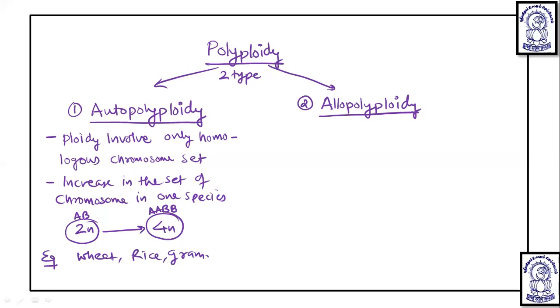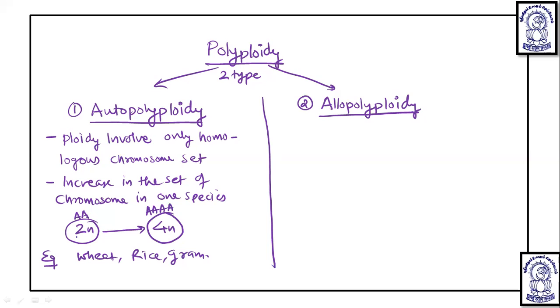Here, if we do not take B, then it will be good to understand. Suppose they have AA, two sets. This A represents one set, this A represents another set, this having 23 chromosomes, this having 23 chromosomes. Now this getting replicated, so it's going to be AAAA. So the whole two sets become four sets. Then it is an autopolyploid.